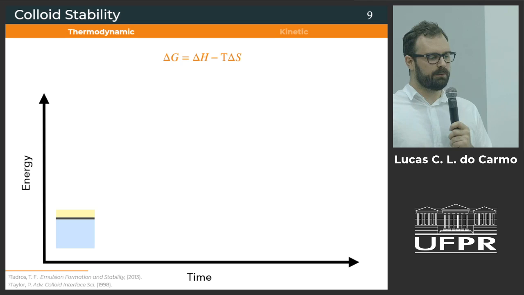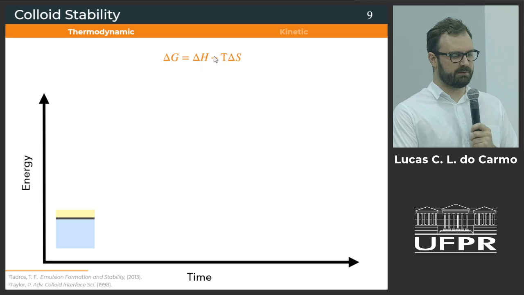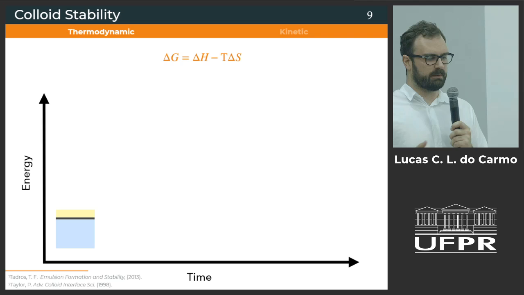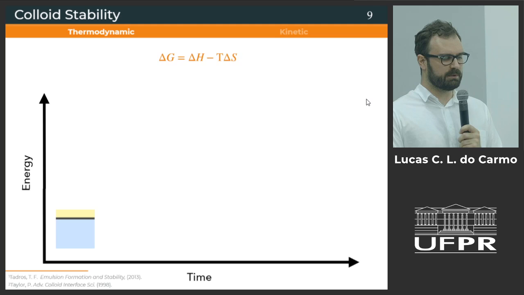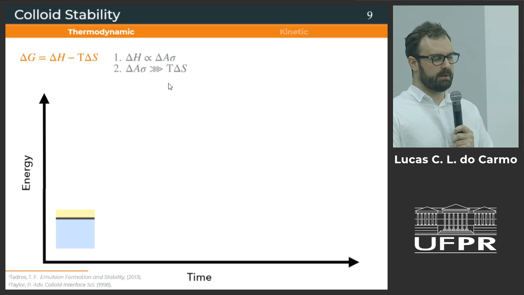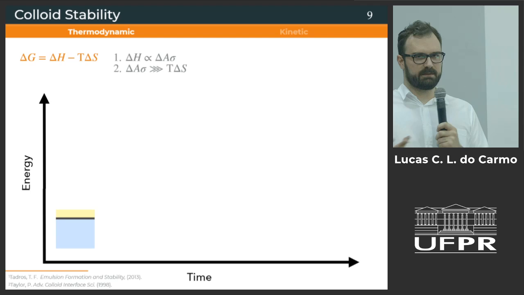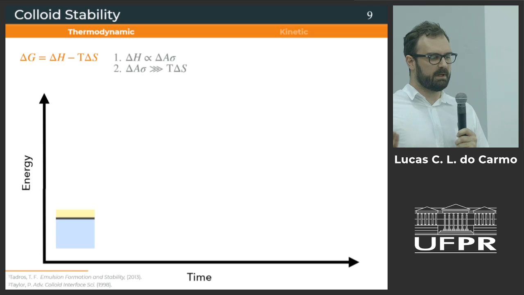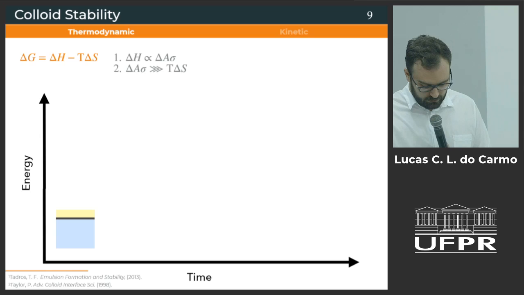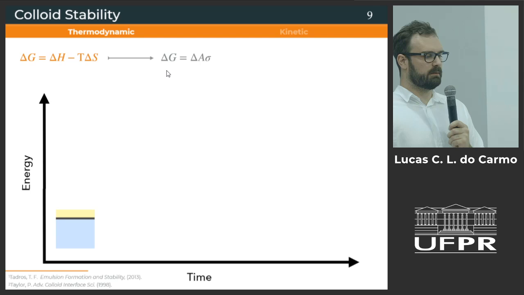First, that the enthalpic term, here represented by delta H, is directly proportional to the surface area term. And then the second assumption that we have to make is that the entropy term times the temperature is much, much smaller than the surface area term, which allows us to claim that it doesn't determine the relationship of energy in this equation. So it's negligible in this case. So the result is this equation: free energy equals the interfacial area between the two phases.